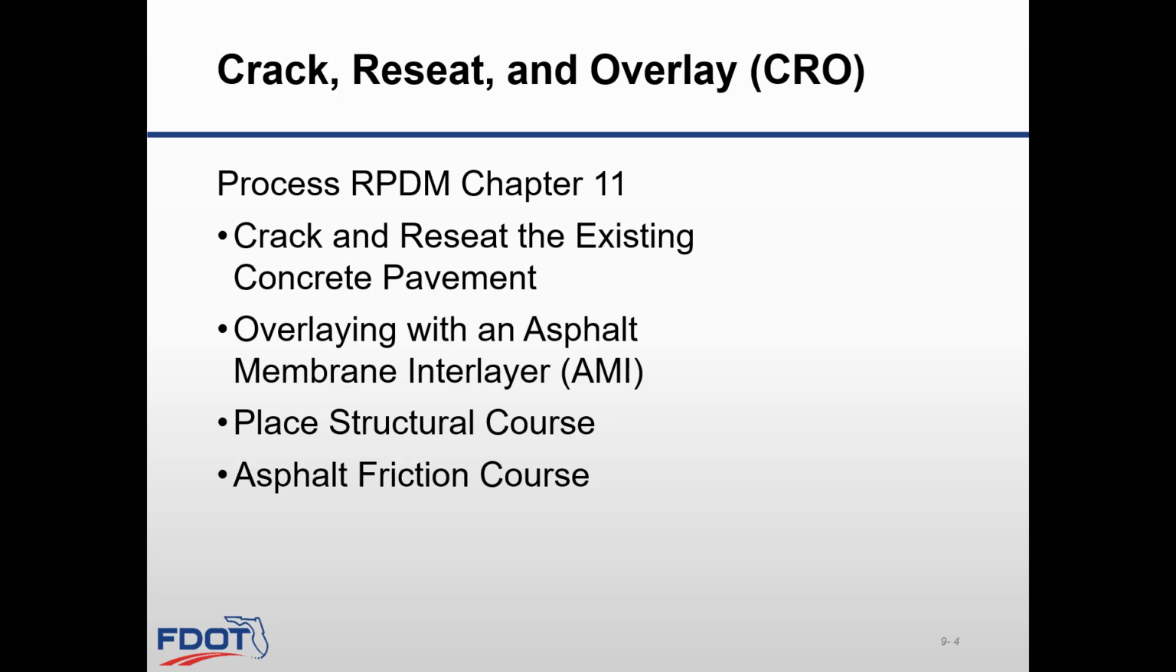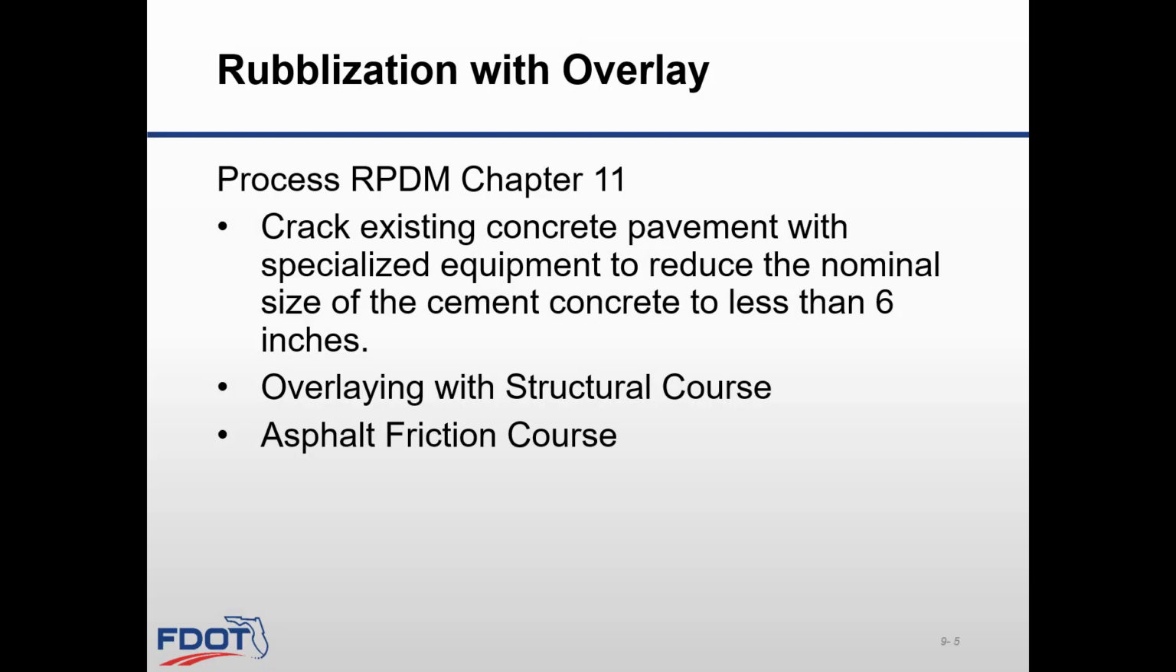Another method is to crack and seat the existing concrete pavement, overlaying with an asphalt membrane interlayer, AMI, place the structural course layers needed and the friction course. Rubblization with overlay is another alternative. This method cracks the existing concrete pavement with specialized equipment to reduce the nominal size of the cement concrete to less than 6 inches. Basically converts the existing slab to a high-strength granular base course and overlaying it with a structural course and then the asphalt friction course.